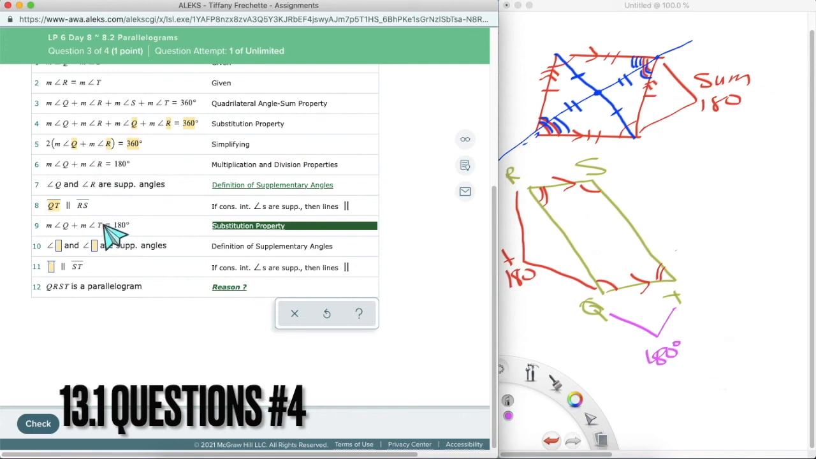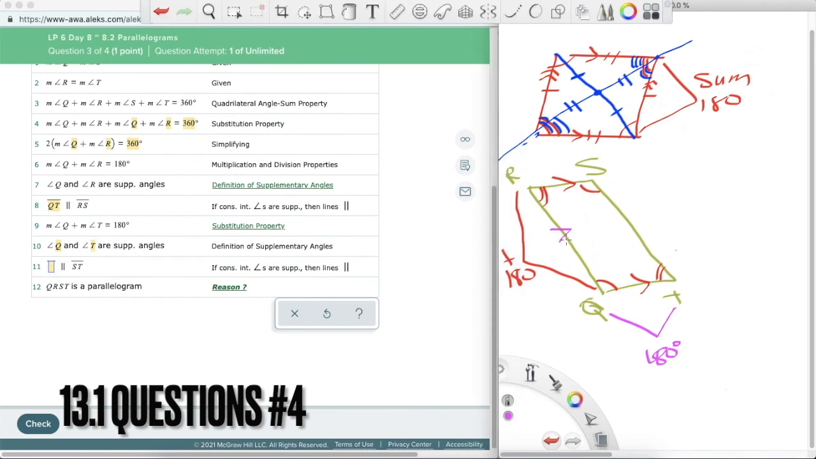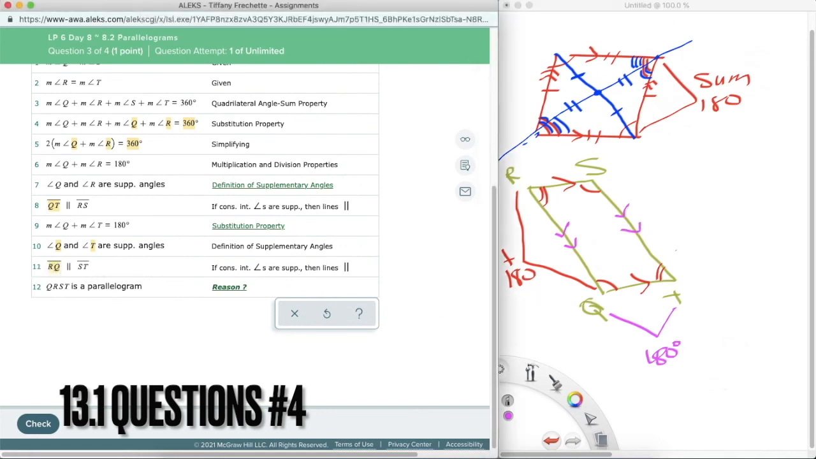So now we can say that angle Q and angle T are supplements of each other, which is just the definition of supplementary angles once we prove they add up to 180 degrees. So now that shows that, oops, I don't know why I wrote it that way, that ST and RQ are parallel, and that's if consecutive interior angles are supplementary, then the lines are parallel again. So we're just using that consecutive interior angles are supplementary.